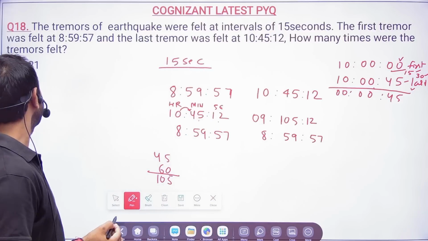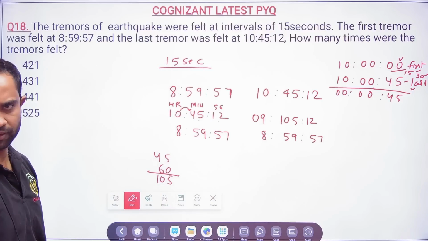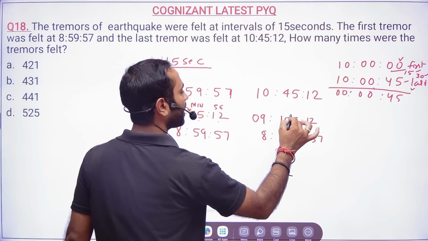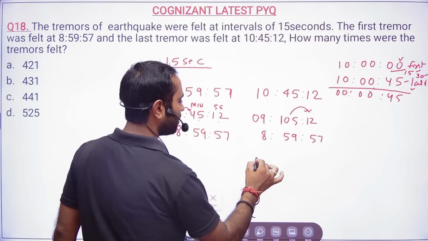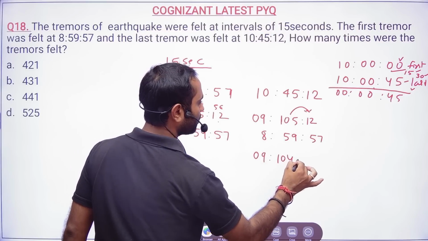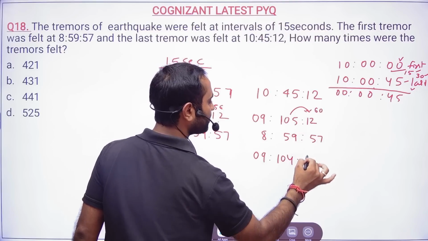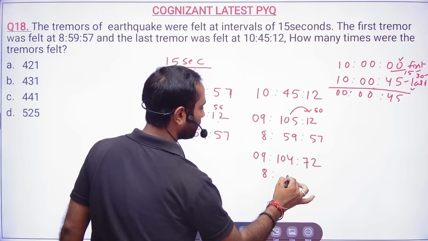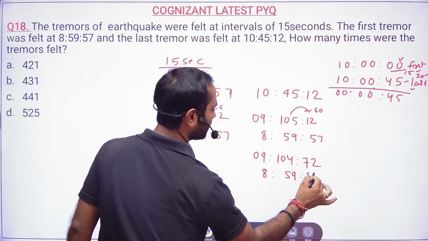Again, we could see here we have 12, right? So 12 is again lesser than 57. So what I will do, I will send 1 minute from here. In 1 minute, how many seconds will be there? 60 seconds. So 60 seconds will come here. 60 plus 12 will be 72. And then this is 8, 59, and then this is 57.